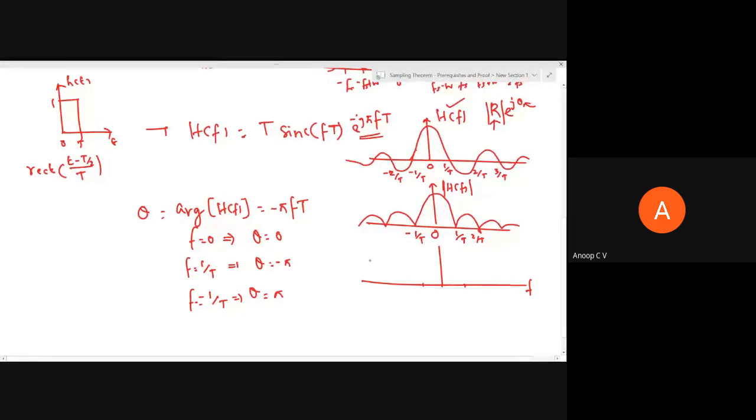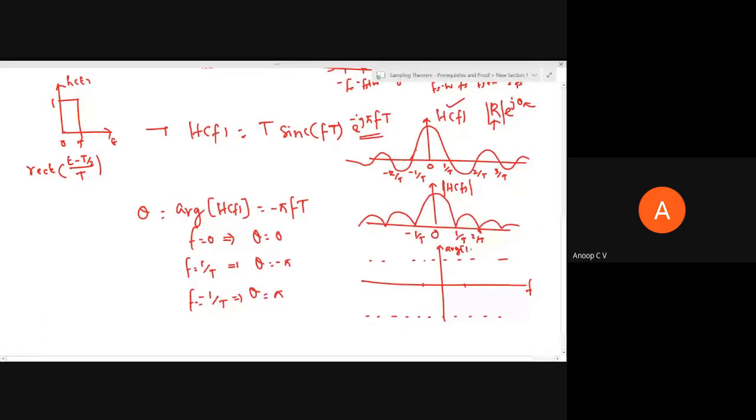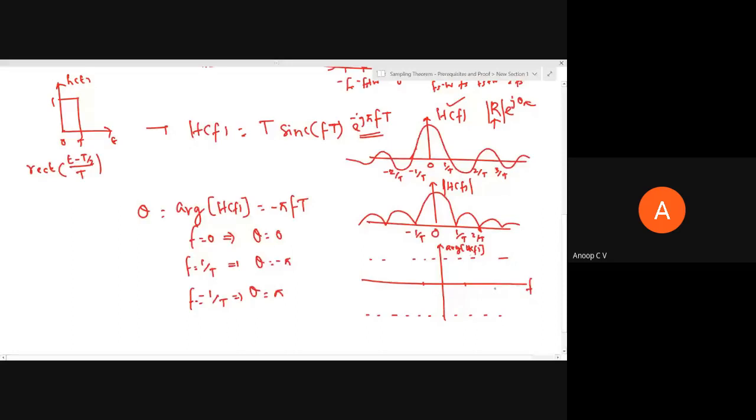Maybe I should draw the negative angle also. Now along the y-axis we'll have the argument of h of f, or angle of h of f, and along the x-axis we have frequency. Suppose this is plus pi and this is minus pi. We have seen for f equal to 0, theta is equal to 0. For f equal to plus 1 by t, theta is equal to minus pi. So I should mark it here. For f equal to minus 1 by t, theta is equal to plus pi. And you can see it is a linear function of f.